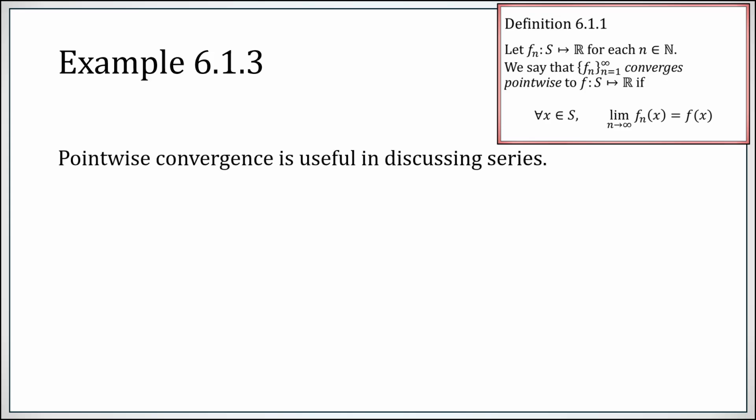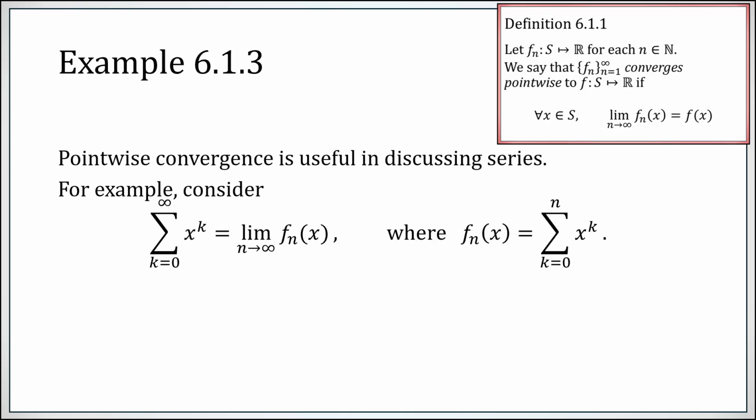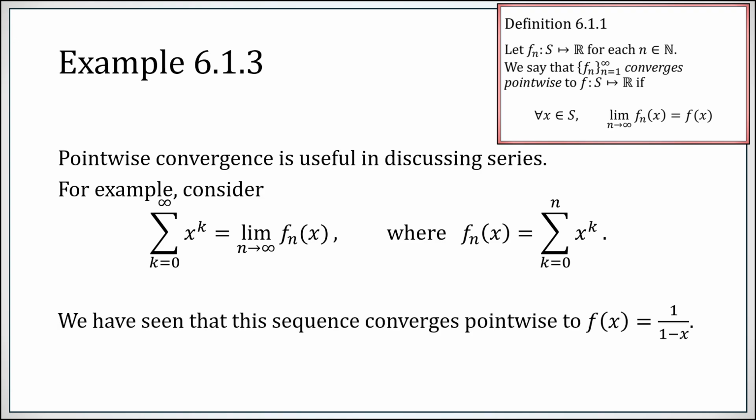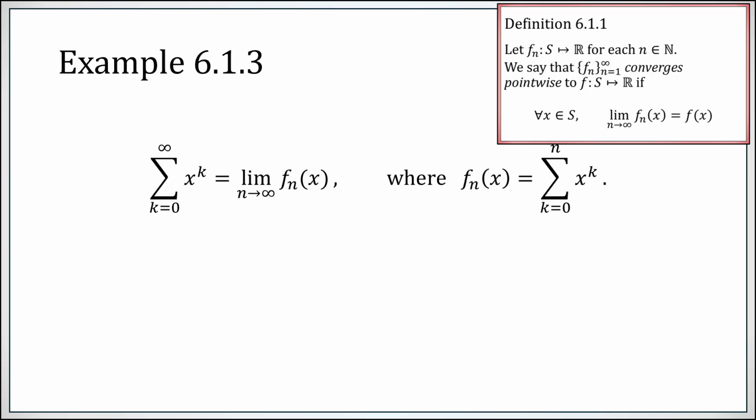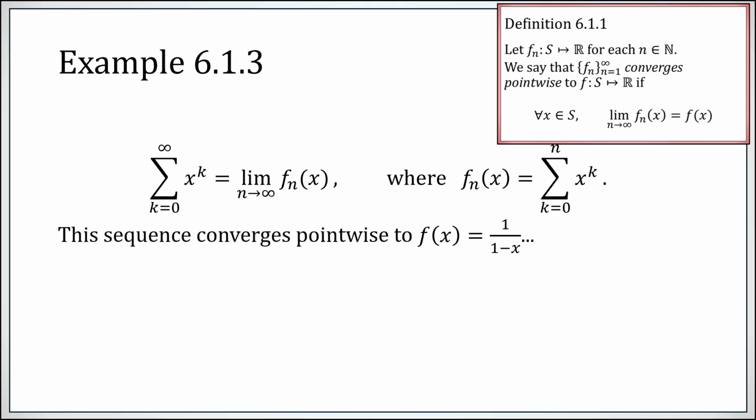Another example, pointwise convergence is quite useful when discussing series. Consider, for example, the power series given just by powers of x, and take this to be a limit of fn of x, where fn of x is the partial sum, which is simply a degree n polynomial. Now we saw back when we were discussing power series, this converges pointwise to the function 1 over 1 minus x. Okay, so if we take the pointwise limit of these partial sums, we get 1 over 1 minus x.